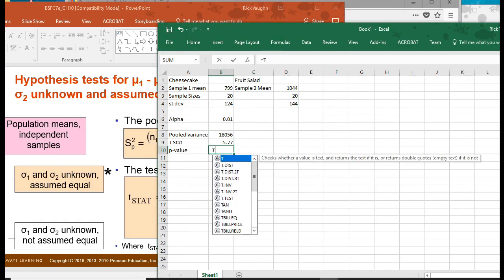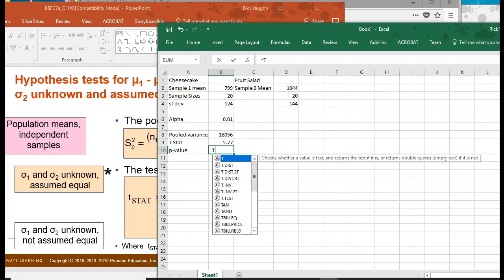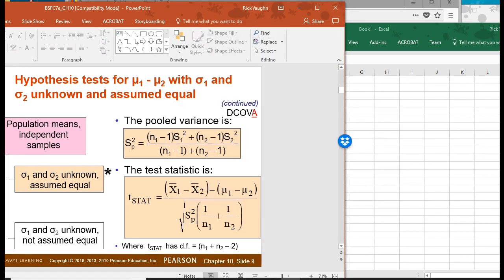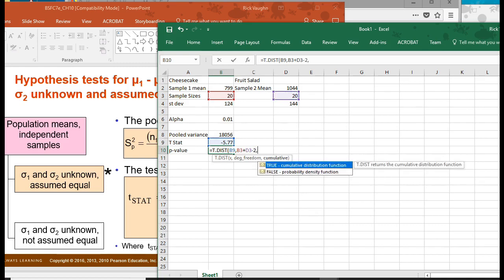So T.DIST, and we're just doing the one-tailed, so I don't need to do that. The cutoff value that we're going to use is the t-stat from cell B9. Then the degrees of freedom is going to be this n1 plus n2 minus 2. So we'll do comma 20 plus 20 minus 2 and cumulative true. Close parentheses, and that should give us our p-value.